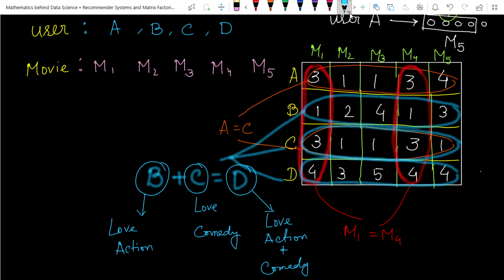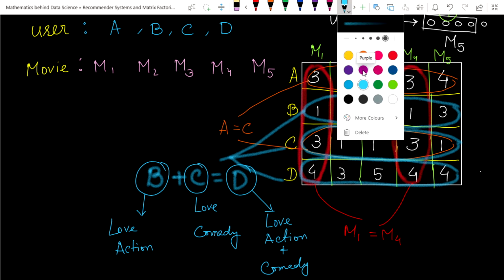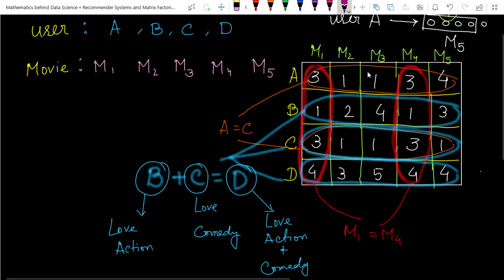I am using a different color. Now look at this color. Just look at movie 2, movie 3, and movie 5.